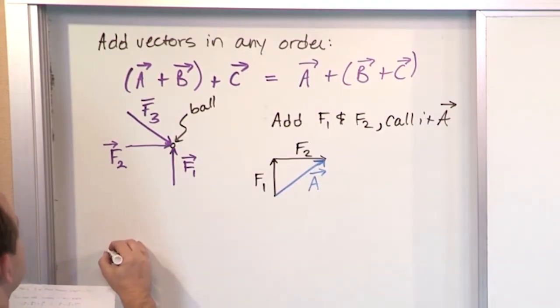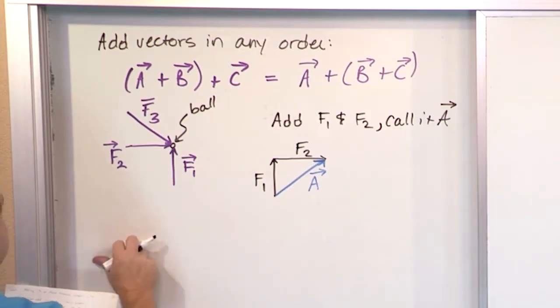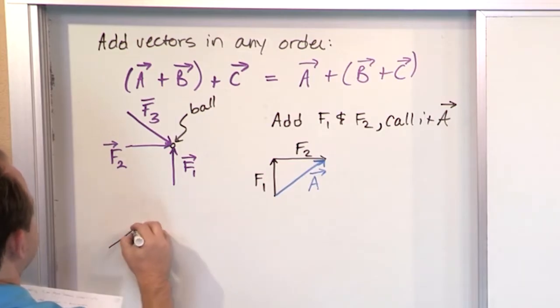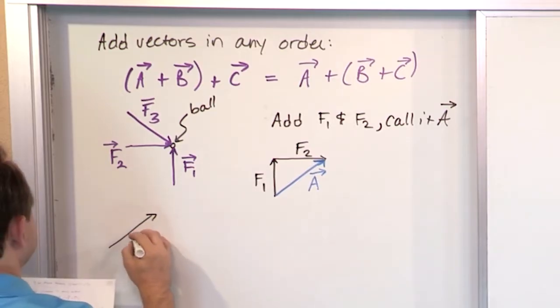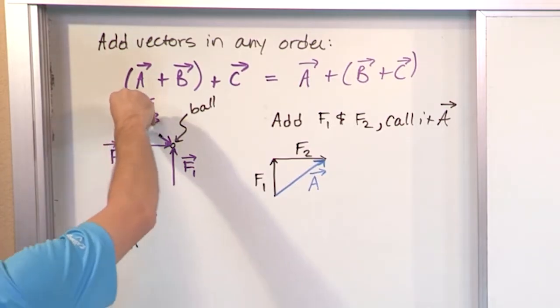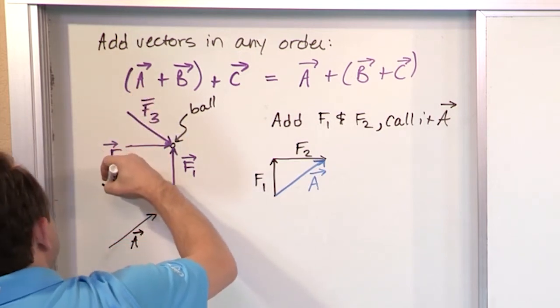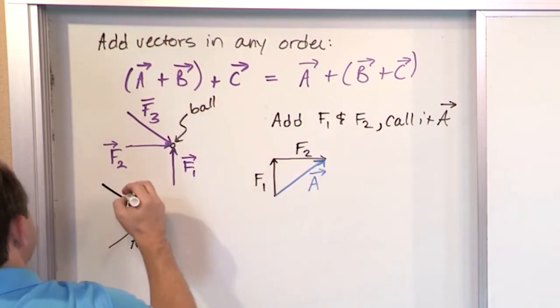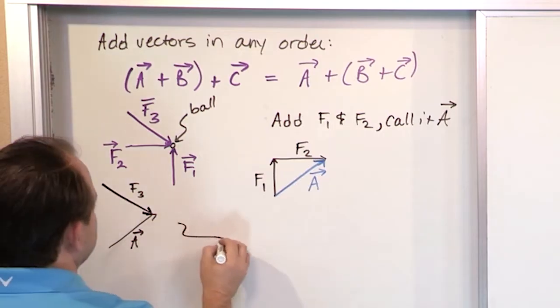If I can draw it right, A is going to be, no, too steep. A is going to be more or less something like this. Yeah, something like that. And notice our original drawing, F3 was acting at an angle, so I'm going to draw him like this. But I can't add them like this. I have to draw them tail to head.